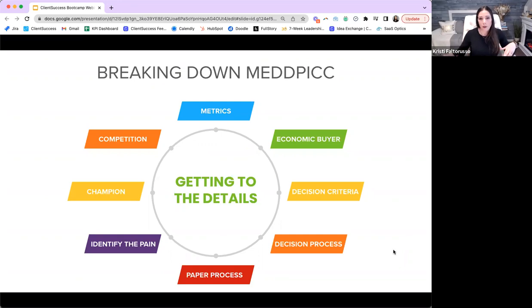The next one here is economic buyer. We need to know who ultimately is the decision maker, who is funding this project, who is funding this partnership, and what role they play. So we need to know who they are, what their role is in the organization, what role they're going to play in the process.